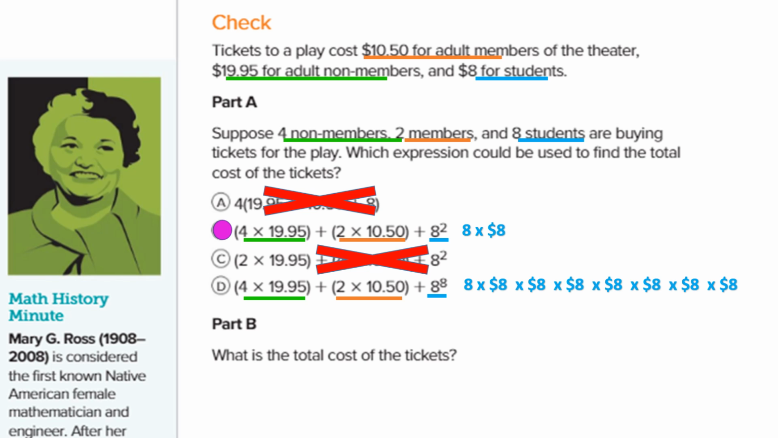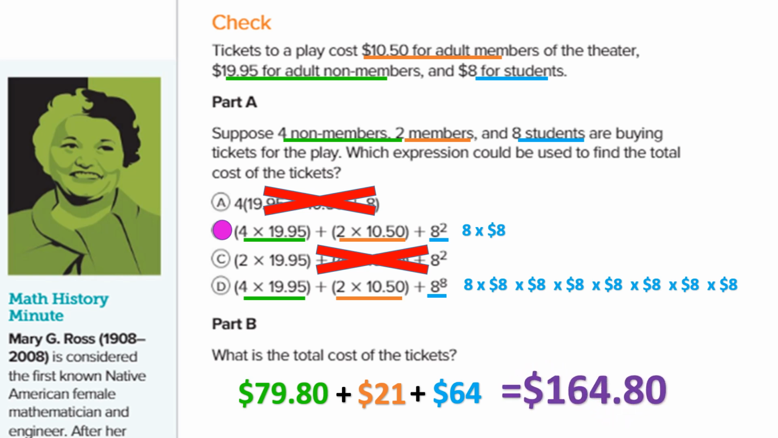And then I have to do the math. So 1995 times 4 gives me $79.80. And 1050 times 2, so I'm going to add that amount to the 79.80, which is 21. And then the 8 squared, or 8 times 8, that's going to be 64. I'm going to add it to that. When I add all of those together, I find out the total cost of the ticket is $164.80. So it's just going step by step to figure out how to answer the problems.